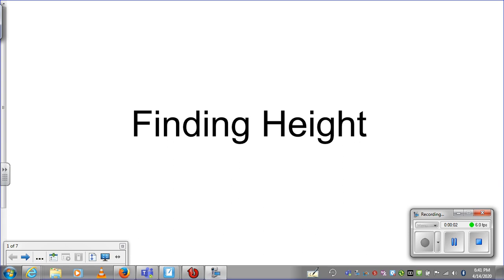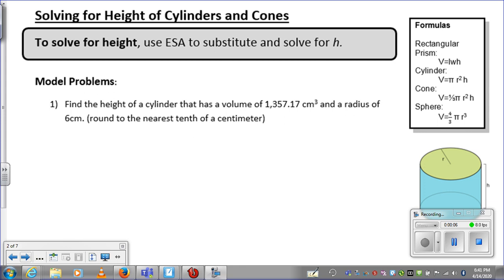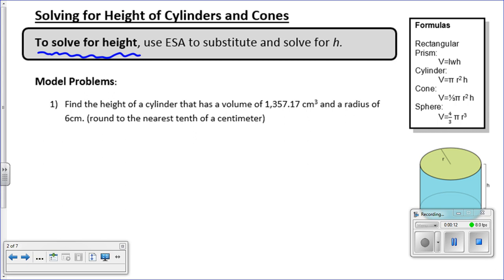Hello! In this video we're going to be finding the height. Specifically, we will be finding the height for cylinders and cones. To do this, we're going to use our process of ESA. So we're going to do the equation, the substitution, and then we're going to find the answer and solve for h. Let's take a look at the first model problem.